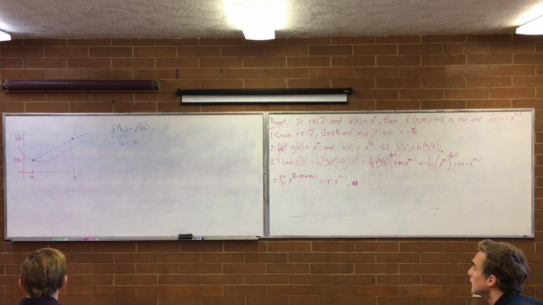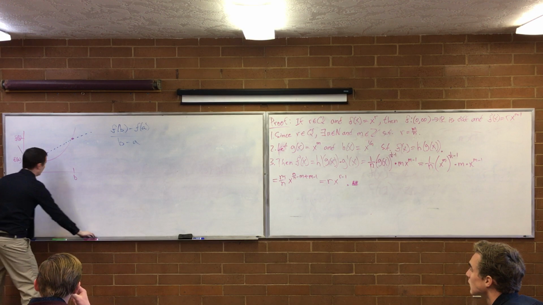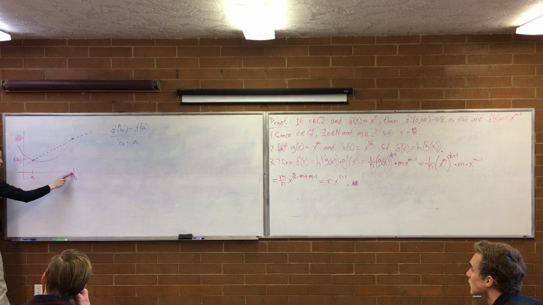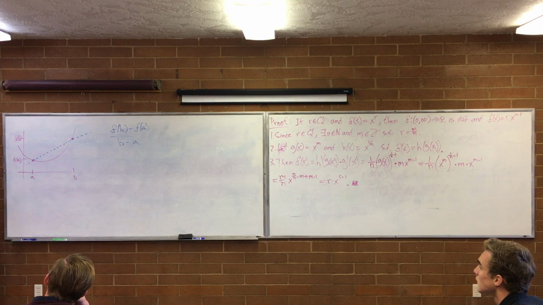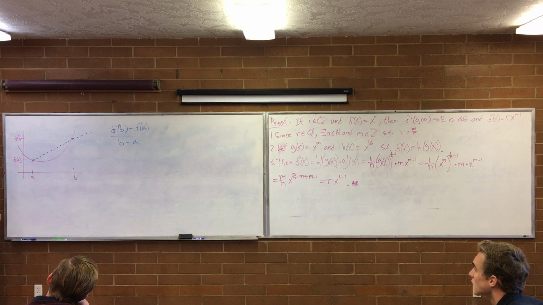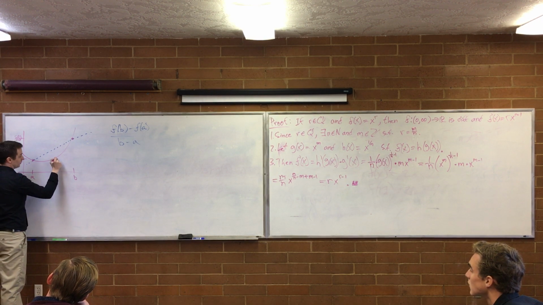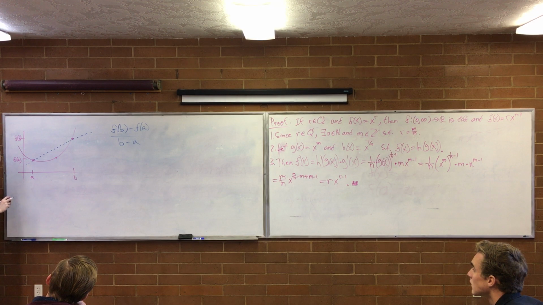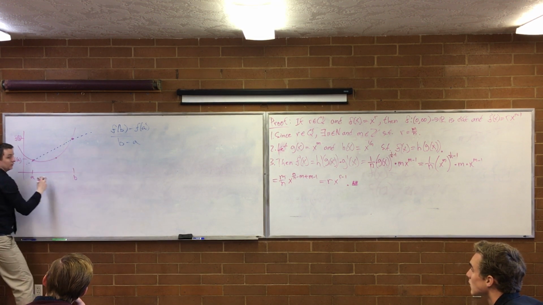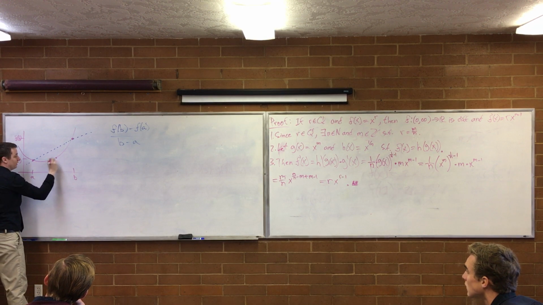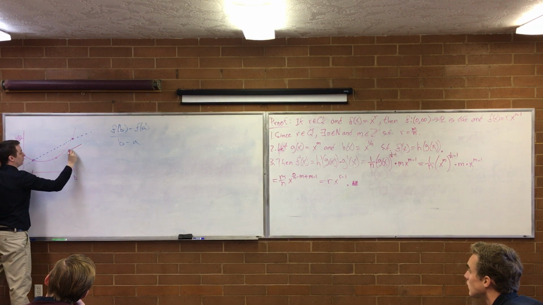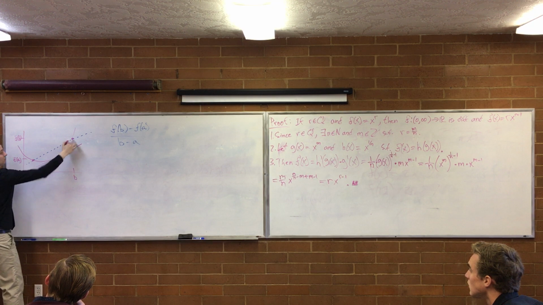Right? The mean value theorem says that somewhere on this interval between a and b, there is a point, which in this case is probably somewhere right here, where the derivative at that point is equal to the same thing. So in other words, there's a point where the tangent line is going to be parallel to this line.